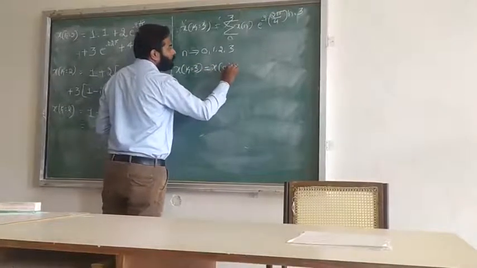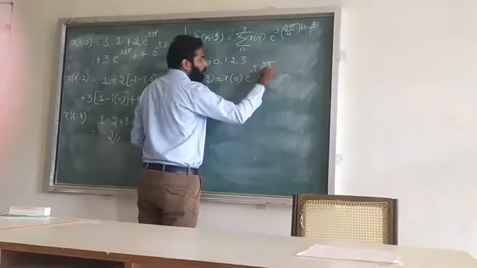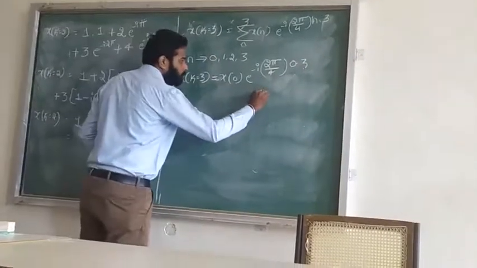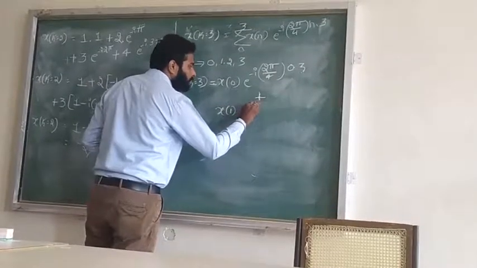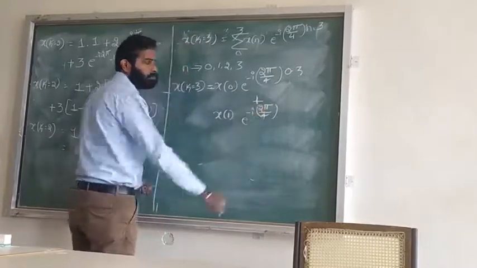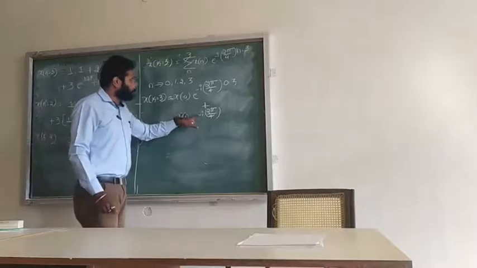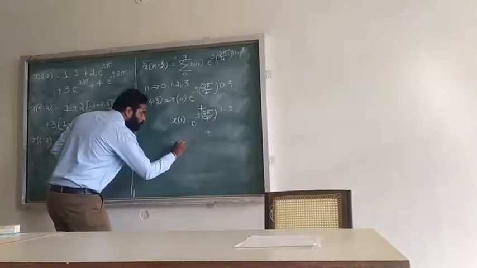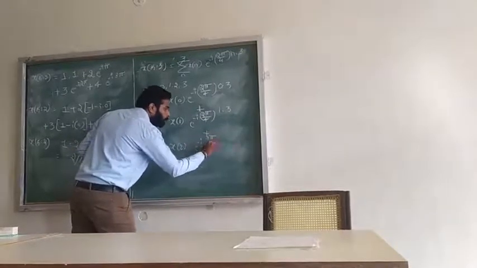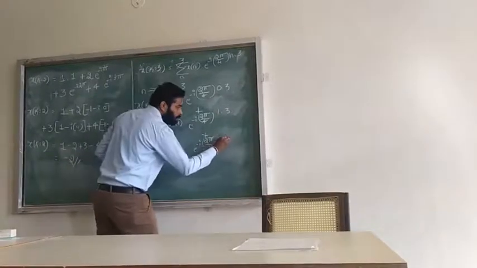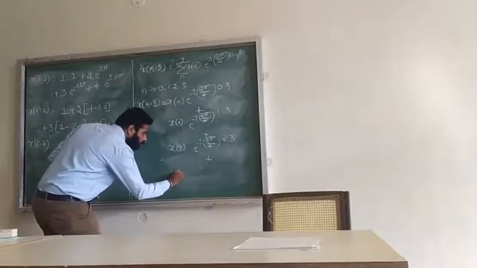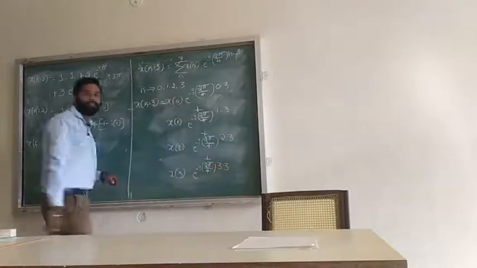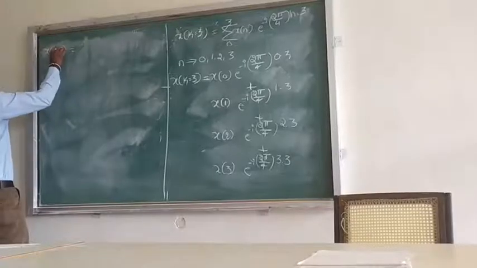So again x of 0 e raised to minus i 2 pi by capital N, which is 4, into now n is 0, k is 0, into 3, plus x of 1 e raised to minus i 2 pi by 4 into now in place of n we put 1, so 1 into, plus x of 2 e raised to minus i 2 pi by 4 into again n into k, n is 2, k is 2, into 3, plus x of 3 e raised to minus i 2 pi by 4 into 3 into 3, right. Okay, x of 0 is 1.